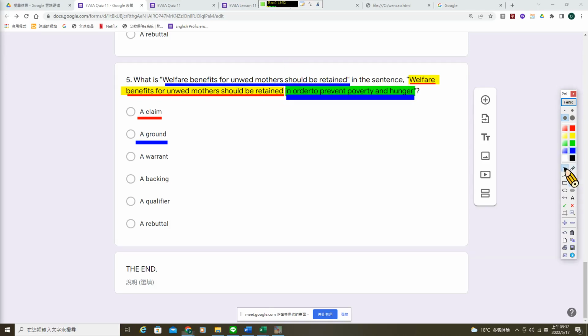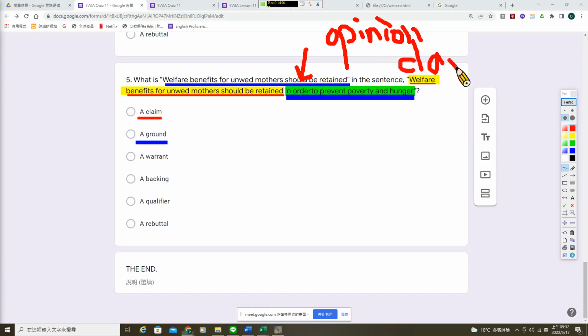Remember, this apparently is your opinion, right? Your opinion, and you can call it also a claim. Something you want to express. You state it to try to persuade other people. So you say, hey, guys, welfare benefits for unwed mothers should be retained. And your friends will ask you, why? And you say, okay, I give you the grounds. It's to prevent poverty and hunger.